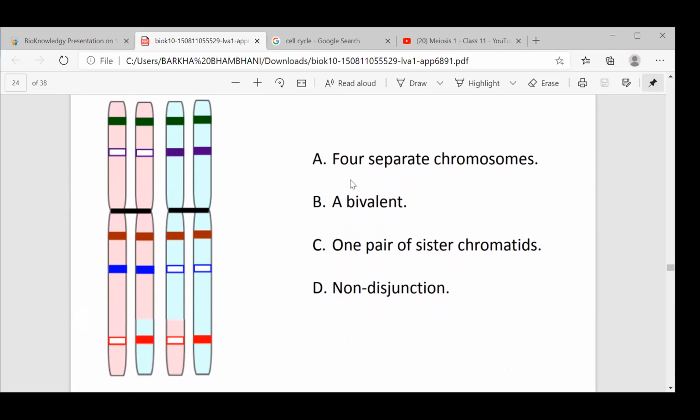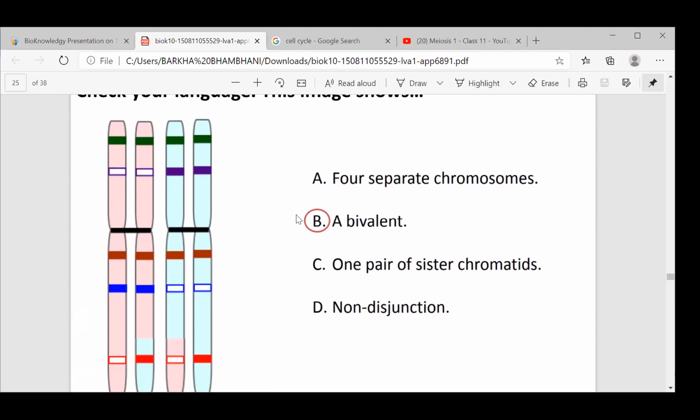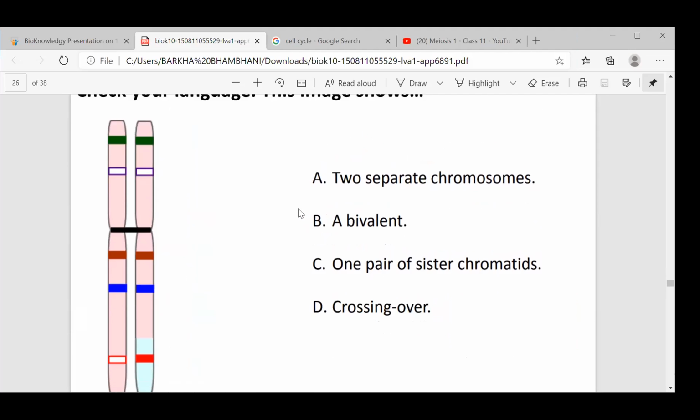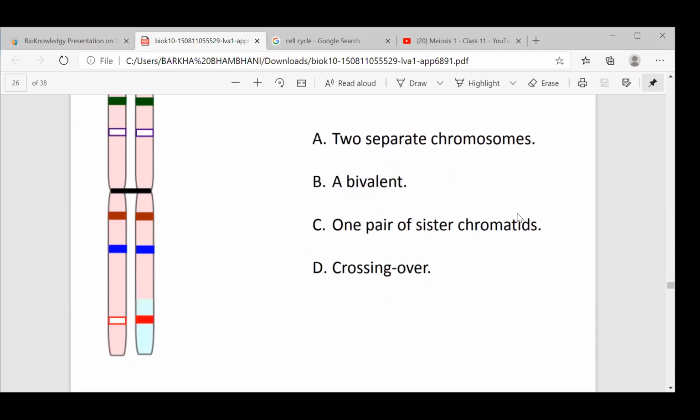What are these? 4 separate chromosomes? Are there 4 separate chromosomes? Bivalent. They are bivalent. Very good. What is this? One pair of sister chromatids. Very good, one pair of sister chromatids.